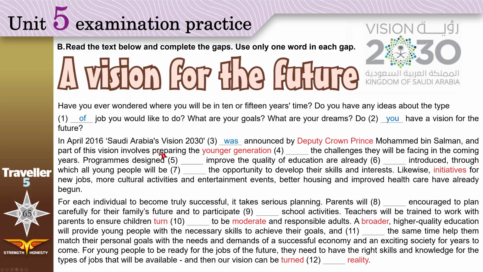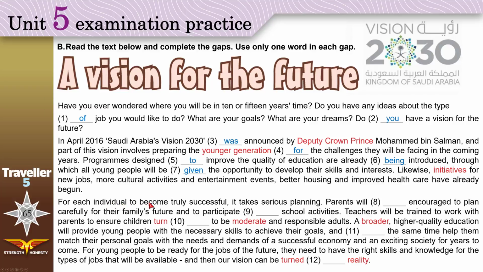And part of this vision involves preparing the younger generation, all people who are still young. We prepare them for the challenges they will be facing in the coming years. Programs designed to improve the quality of education are already being introduced, through which all young people will be given the opportunity, the chance to develop their skills and interests. Likewise, initiatives. Initiatives here means plans for new jobs, more cultural activities and entertainment events, better housing. Housing means giving houses to people, and improved health care have already begun.